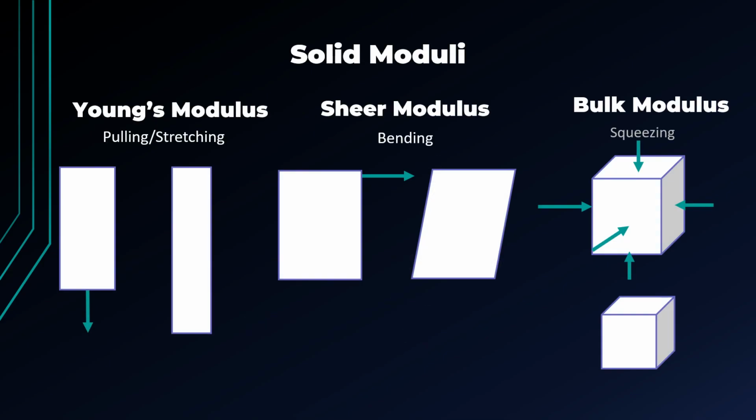When we're looking at deformation, we're going to look at three specific kinds. We're going to look at a pulling or a stretching, and this is going to be Young's modulus. We'll also look at a bending or a shearing, and this is the shear modulus, and then we'll think about squeezing an object, which is the bulk modulus.